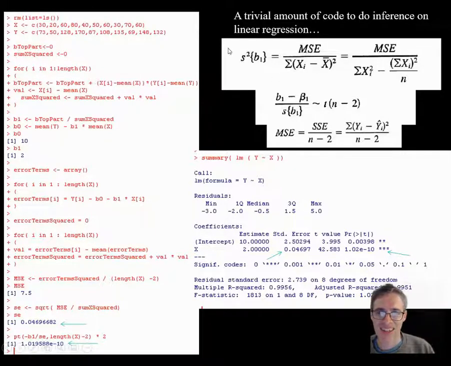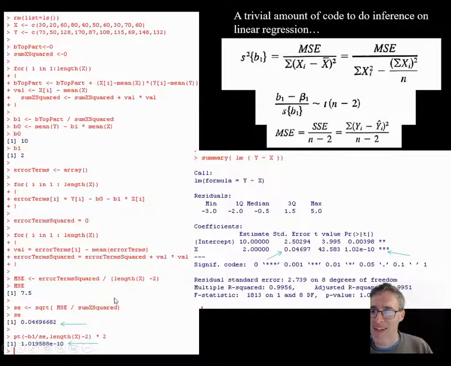Right? And then to get the standard error, I'm going to take that mean squared error and divide that by n minus 2. That's the number of data points, right? So the error term squared is the residual sum squared divided by n minus 2, right? So that's this top part here. This MSE here is the sum of all the error terms squared divided by n minus 2. That's this top part here, right?